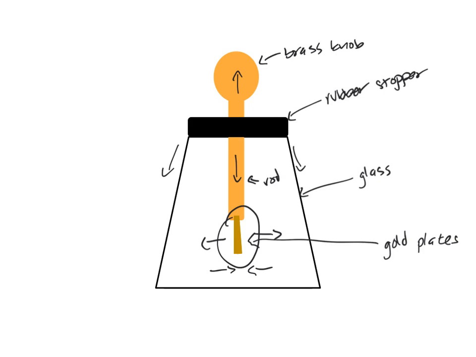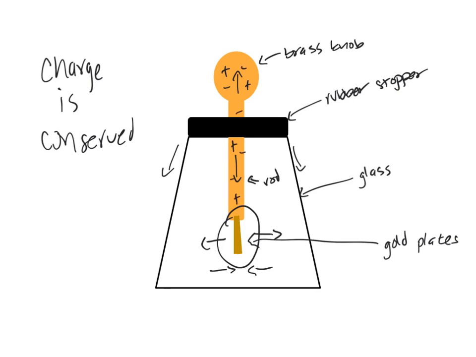Now, the other thing that's really important to know about an electroscope is that the total charge in the electroscope is conserved. So if our neutral electroscope has, say, 4 protons and 4 electrons in it, that electroscope will always have 4 of each kind of charge. And it's important that when you're drawing pictures about what's going on in your electroscope that you keep the total charge in the electroscope constant.